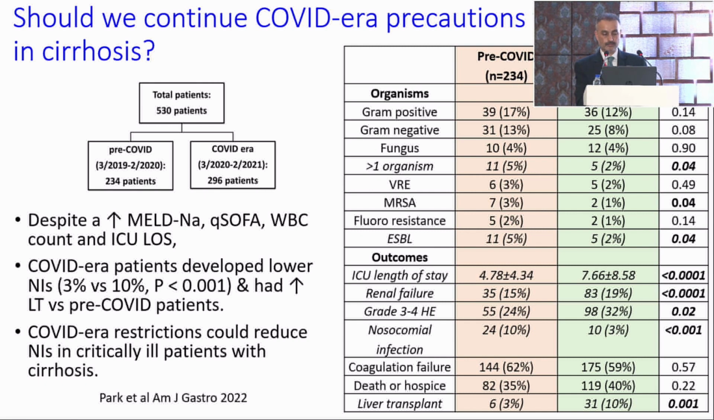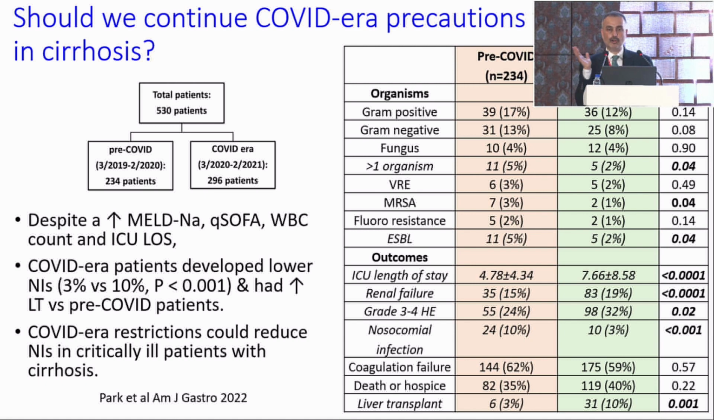So what we found, despite a high MELD sodium, high qSOFA and WBC count, and higher length of stay in the COVID era for patients who were COVID negative but had cirrhosis, there was less nosocomial infections and higher liver transplant. How do you explain that? It's us. We need to do less contact with the patient, and in a patient with cirrhosis, if you actually follow COVID criteria, those patients may actually have a better prognosis.